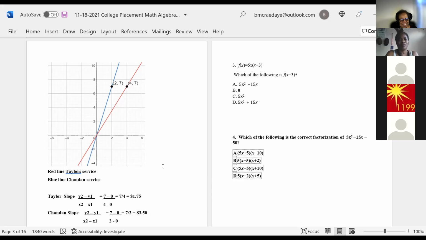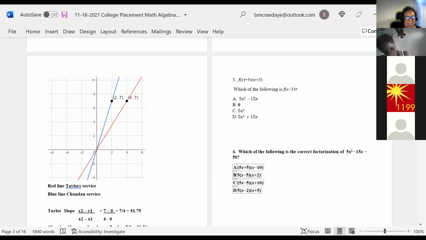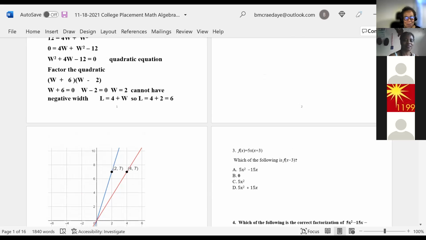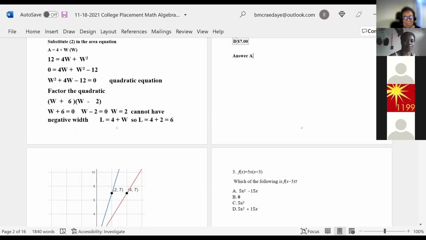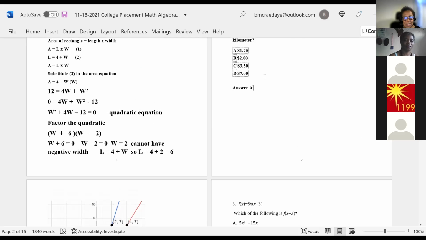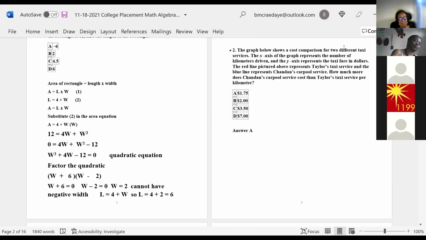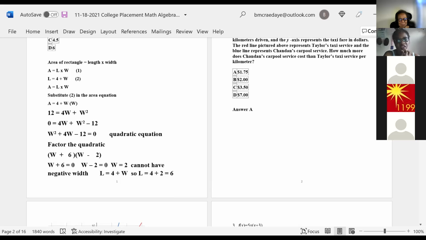I said, Miss Barbara, the 2 and the 7 is the Y, and the 2 and the 4 is the X. They said the blue line represents one service, the red line represents the other. So when you find the slope, you're getting the price for each of the services in dollars per kilometer.